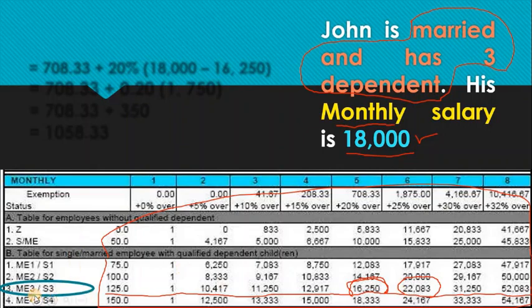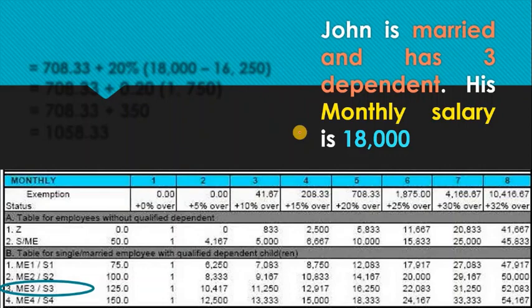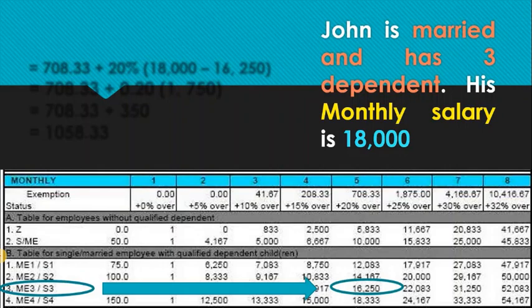So let me erase this one. There you have it. Since I belong here, I am going to check it down there. Since 16,250 is the highest less than the salary of 18,000, I am going to choose 16,250. You do not choose greater than your gross pay. It should be the highest less than. So I will base on 16,250. After you locate your gross pay, you look at this column. You check that one. So my tax is at column 5, which is 708.83 plus 20% over.